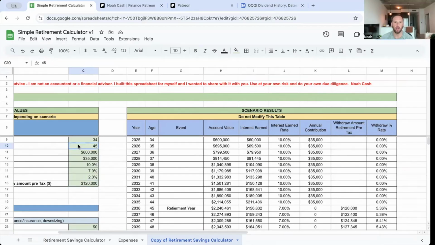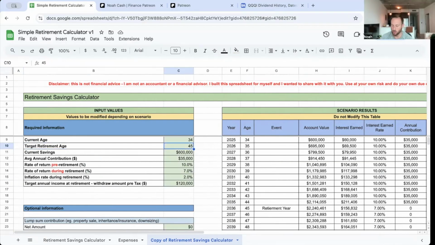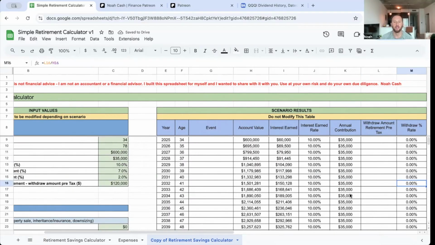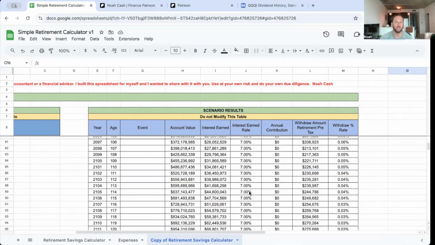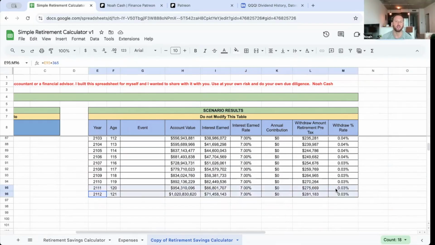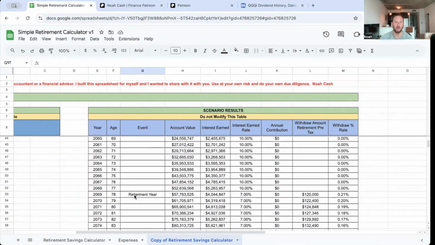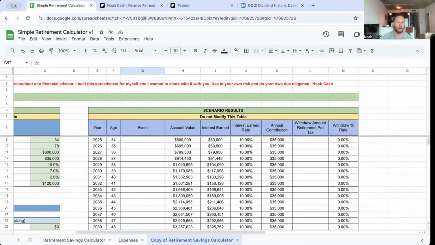So maybe this is a little too aggressive. If we want to have 120K a year, maybe we need to target 48, right? And at 48, you're effectively never running out of money until 121. You still have $1 billion or whatever the case may be. So this is the power of compound interest, right?